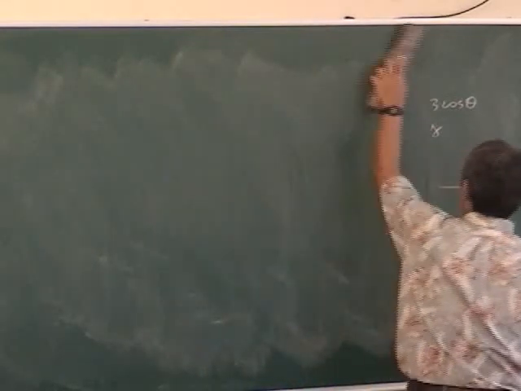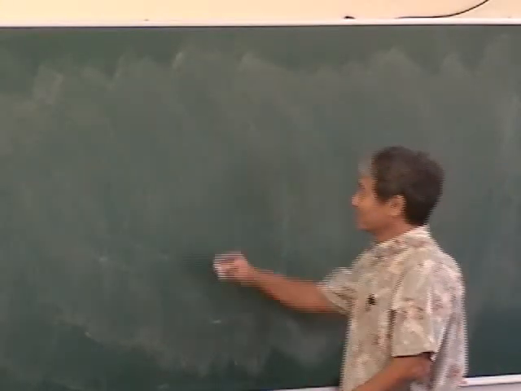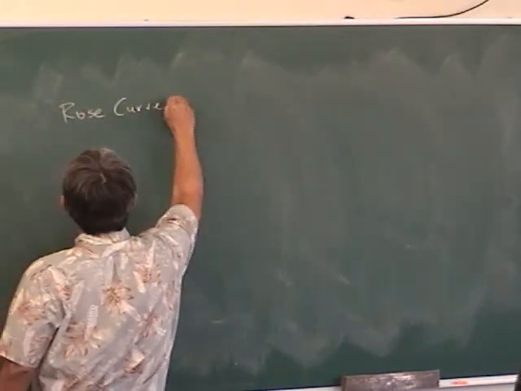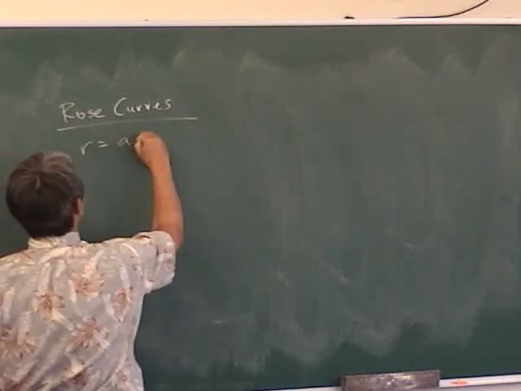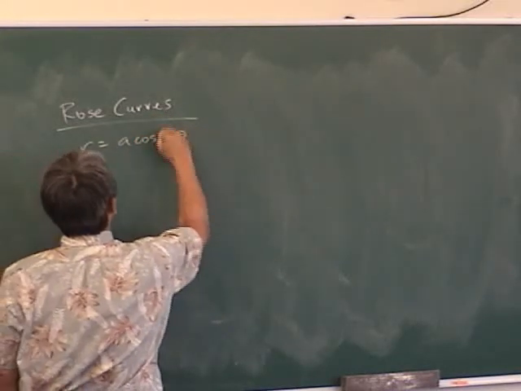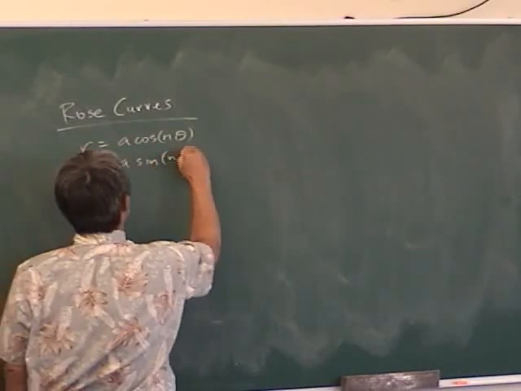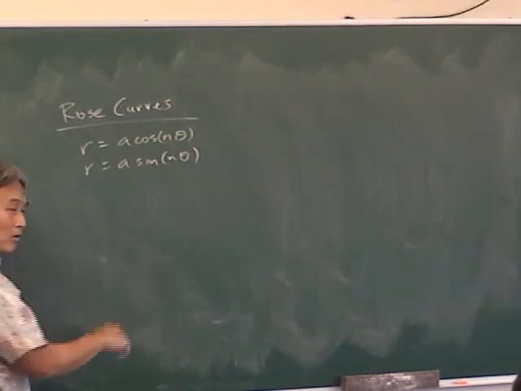We're not there yet, okay? We got to do the rose curves now. Next, rose curves. Anytime you have r equals a cosine n theta, or r equals a sine n theta, where n is a positive integer greater than 1, then it's going to be a rose curve.